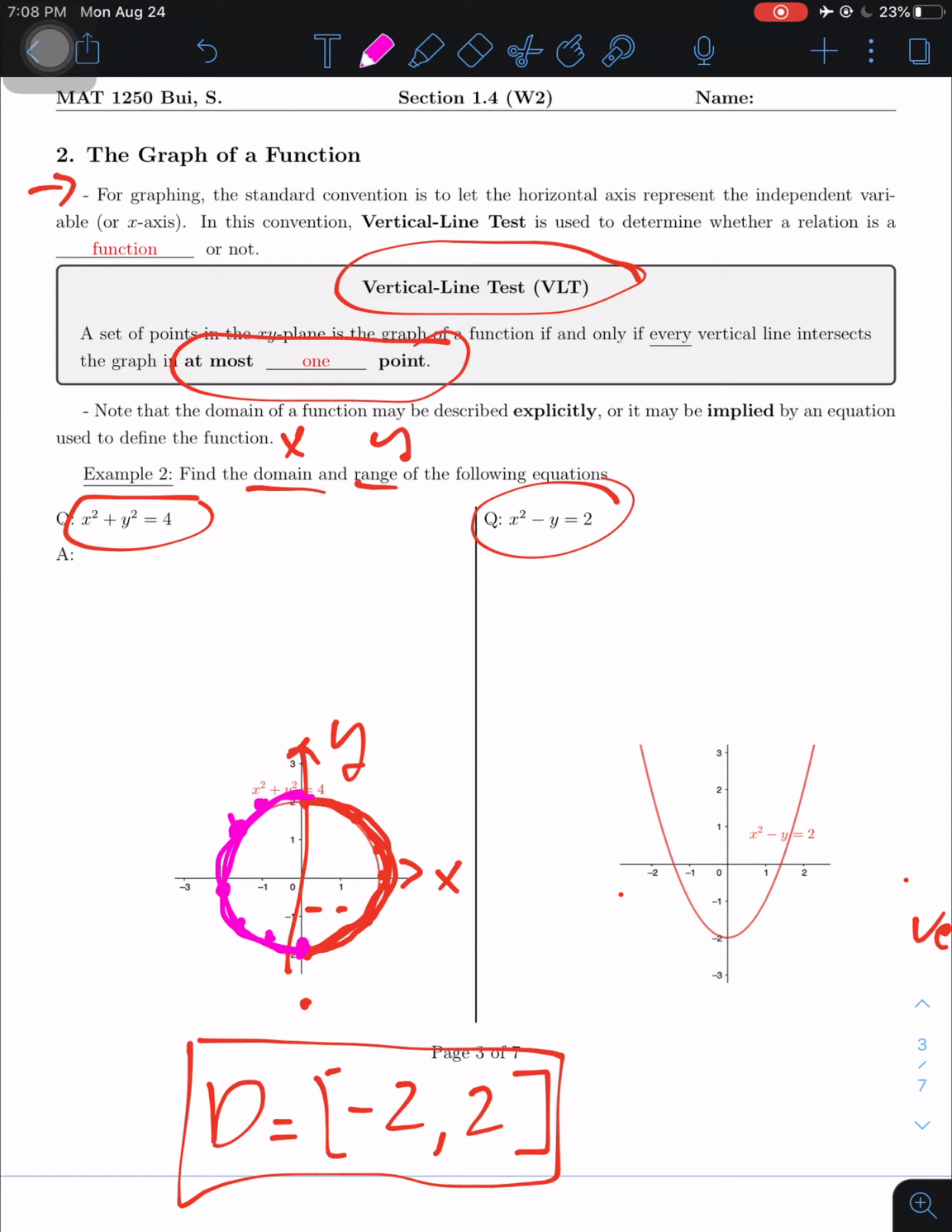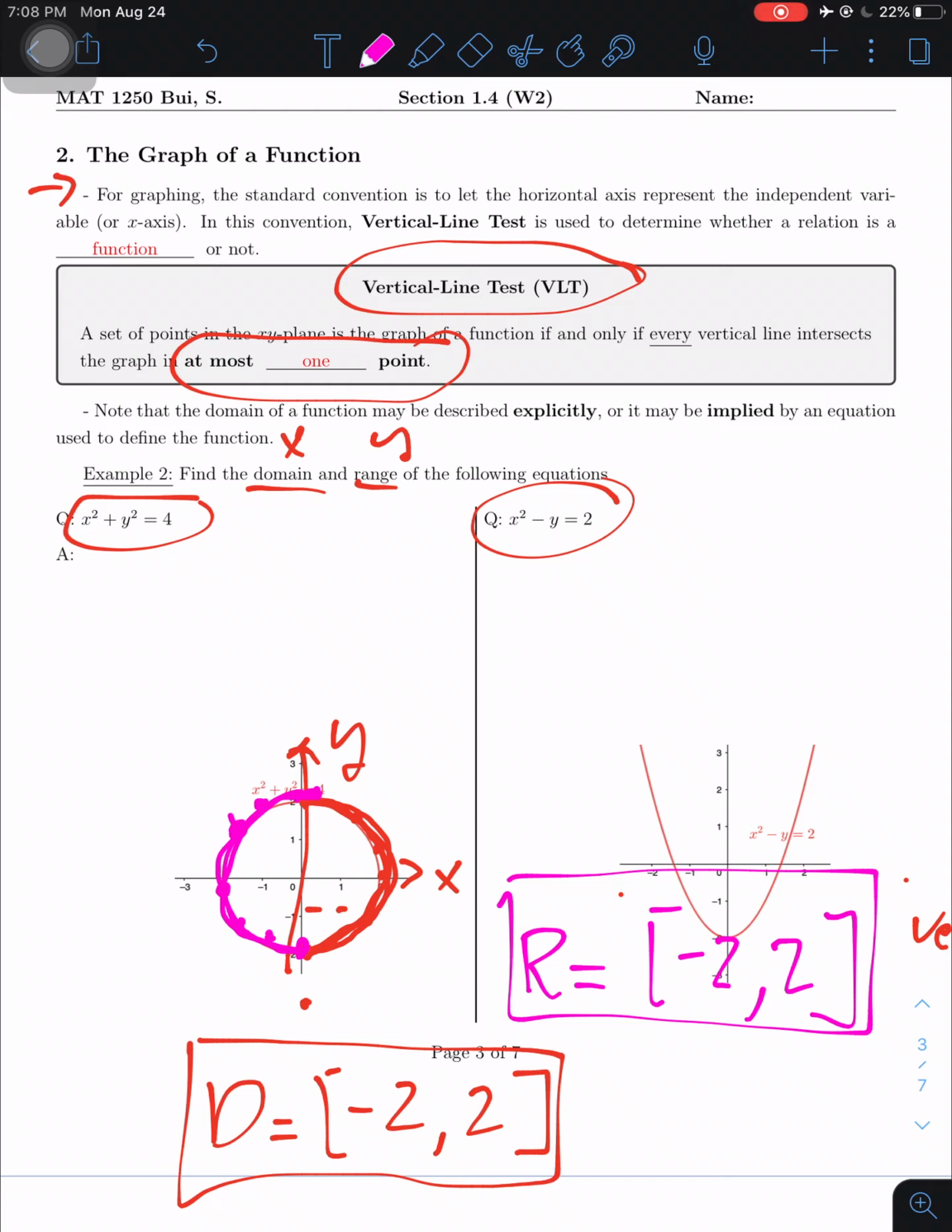Up here, it's like 1.6. And up here, you have 2, right? So you will write the same thing. We have the range, R for range, equals -2 to 2 inclusively, because we do have the values of 2 and -2. Okay? That's one way to figure out the range and the domain. That's by the graph, right?